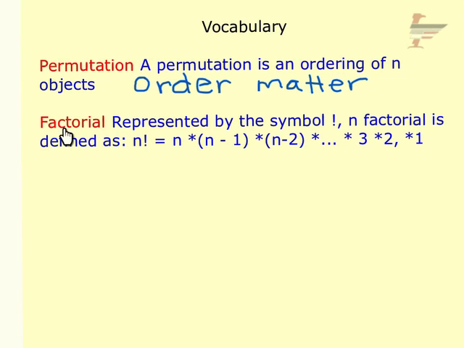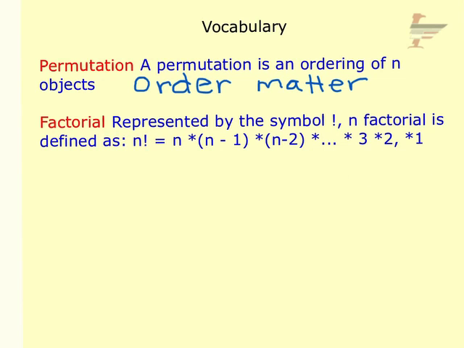Factorial, my guess is this is probably something new to you, is represented by a symbol that looks like an exclamation mark, which it is, but it doesn't mean what you think it means. Mathematically, you take that number times the previous number, times the previous number, and so on, all the way until you get down to 1.